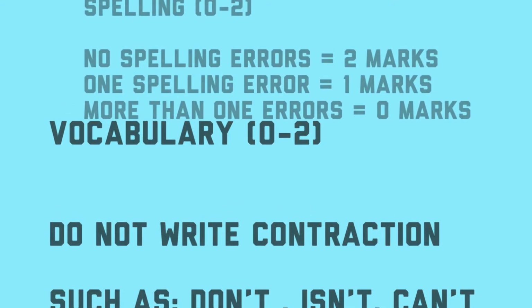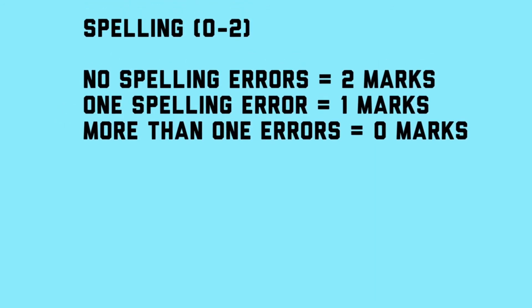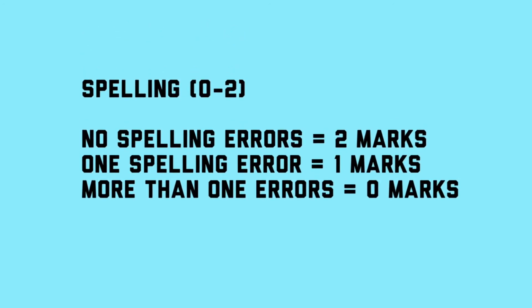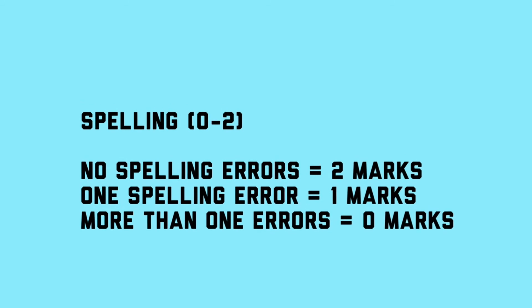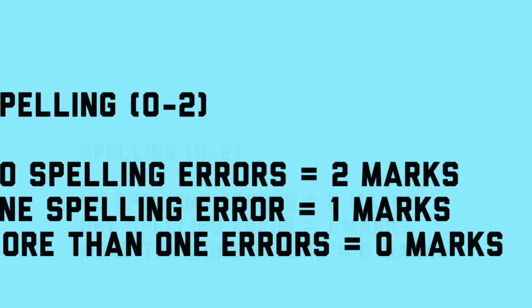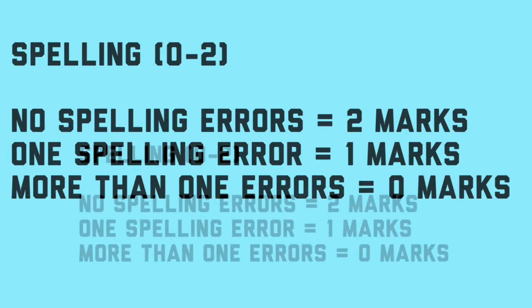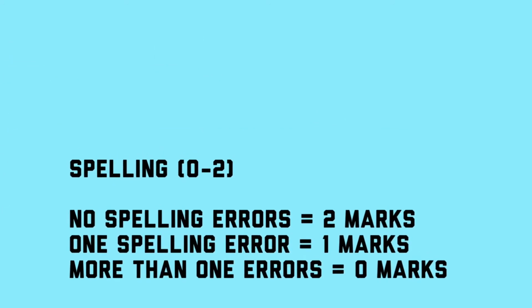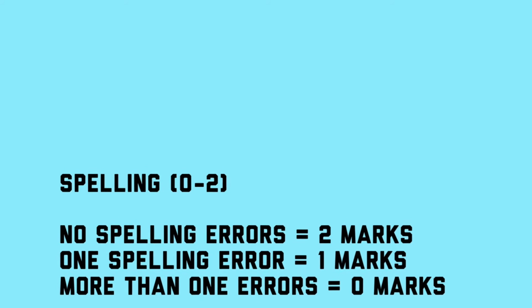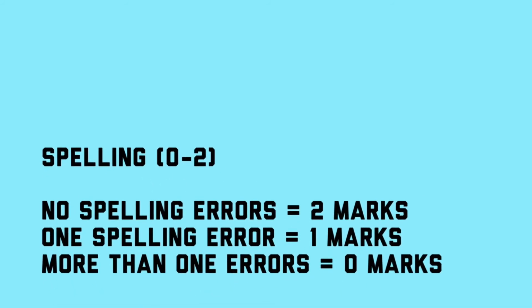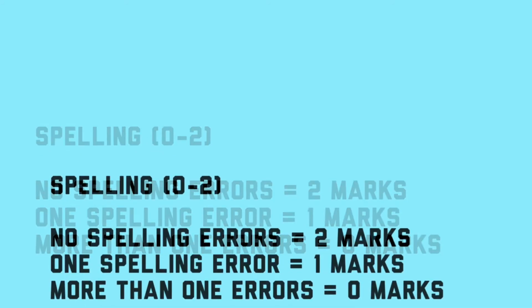Last but not least, spelling. If you make no spelling errors, you will get 2 marks. If you make 1 spelling error, you will get 1 mark, and if you make more than 1 spelling error, you will get 0 marks. So, use those words whose spelling you know. Try to pick the keywords that you know, otherwise you may make a spelling error. And always check 2 to 3 times before you submit.